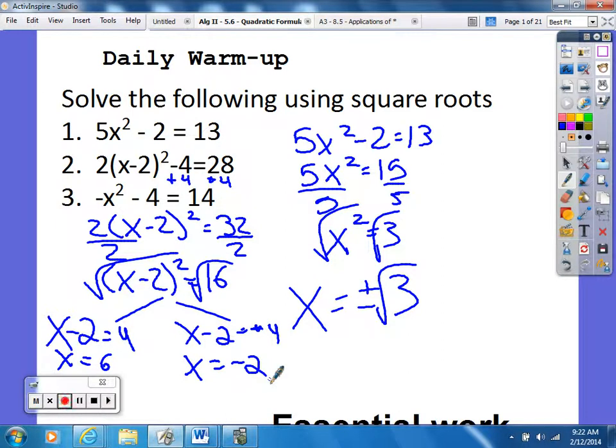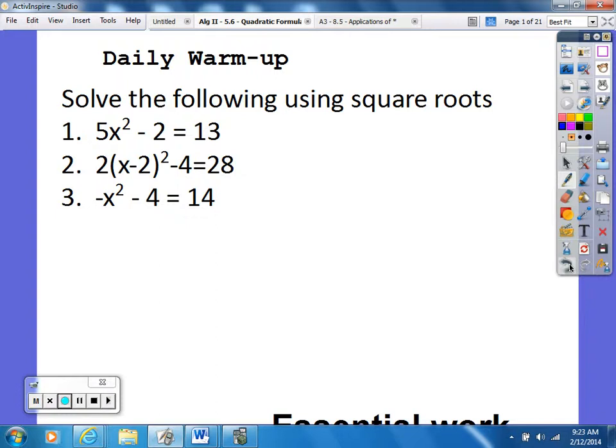Remember, when you're working on a warm-up, when I give you 7 minutes, you should be able to at least attempt all 3 in 7 minutes. So if you don't know how to do one, make sure you move on. Skip it. Try to get part of it at least, and then move on.